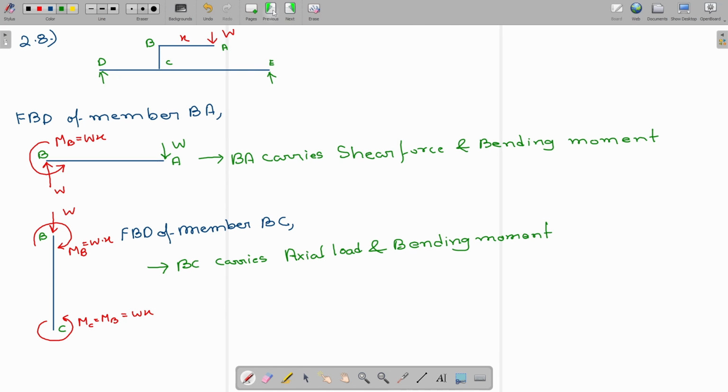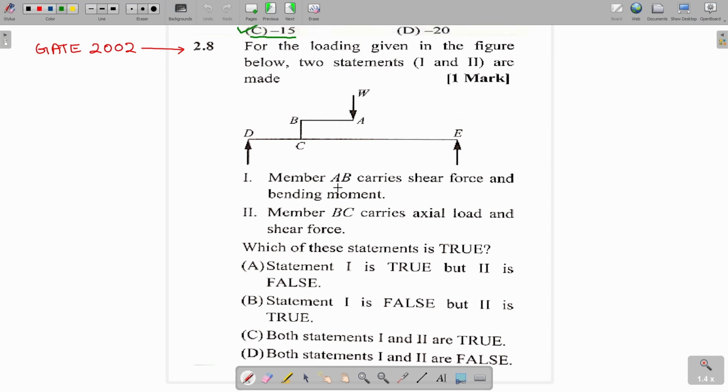Now if we see the statements, AB or BA carries shear force and bending moment, so this is true. And member BC carries axial load and shear force. No, it should have been bending moment, so this is false. So 1 is true but 2 is false. So our option is option number A.